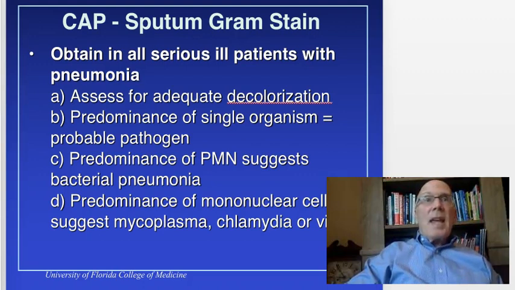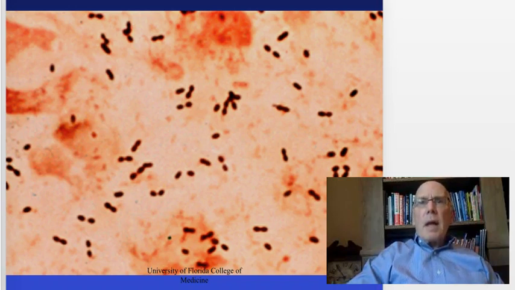When reviewing a gram stain, it is important to first assess the adequacy of decolorization. If the nuclei of the cells are gram-positive, then the sample is not adequately decolorized. You want to look for a predominance of a single organism. This is likely to be the true pathogen. Determine if there is a predominance of PMNs. This suggests a bacterial pneumonia. If there is a predominance of mononuclear cells, this suggests mycoplasma, chlamydia, or a virus. This gram stain is perfectly decolorized and shows a predominance of gram-positive lancet-shaped diplococci, the classic appearance of strep pneumoniae.